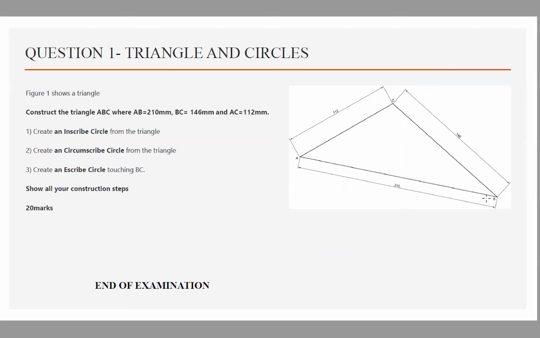So let's get into this first question. Question 1, triangle and circles. Construct the triangle ABC, where AB equals 210 millimeters, BC equals 146 millimeters, and AC equals 112 millimeters. Create an inscribed circle from the triangle. Create a circumscribed circle from the triangle. Create an escribed circle touching BC. Show all construction steps. Okay, that seems very easy to me.